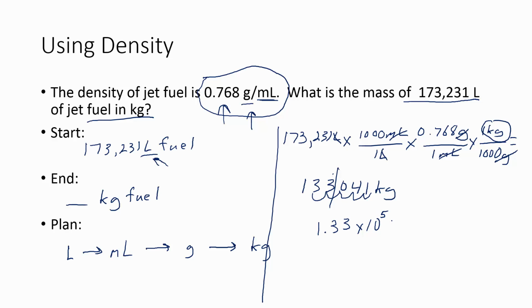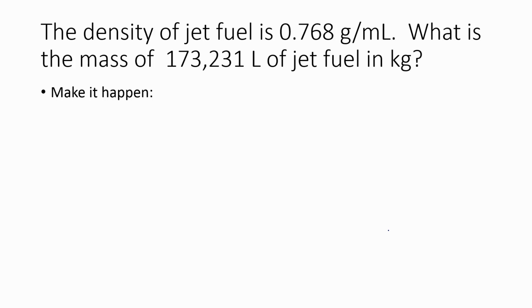If you're not comfortable with scientific notation, by the way, definitely come and talk to me. We're assuming that you've seen this in high school, so you're familiar with scientific notation. But if you're not, just come ask about it. So our final answer to 3 significant digits: 1.33 times 10 to the 5th kilograms. So that's where we were going to originally do that, but I thought it made more sense on the previous slide.